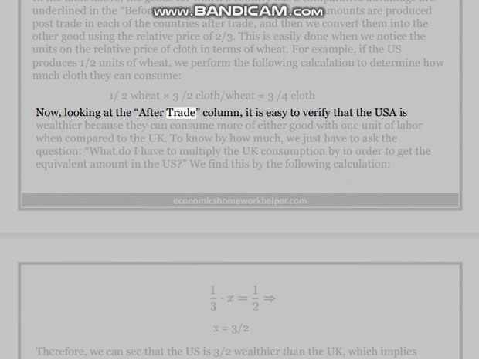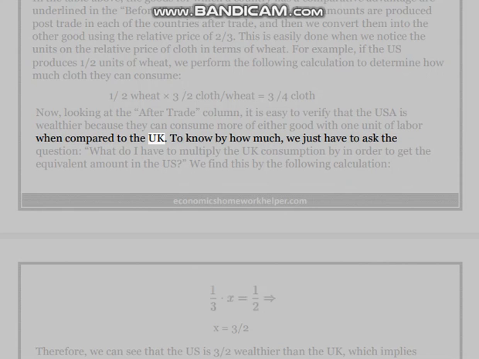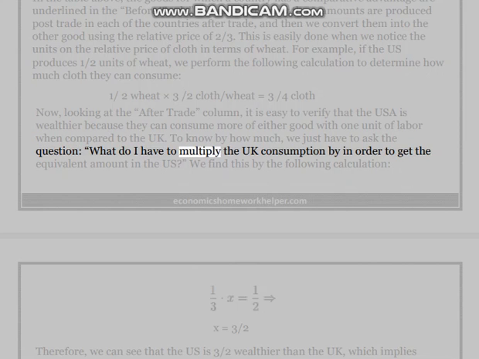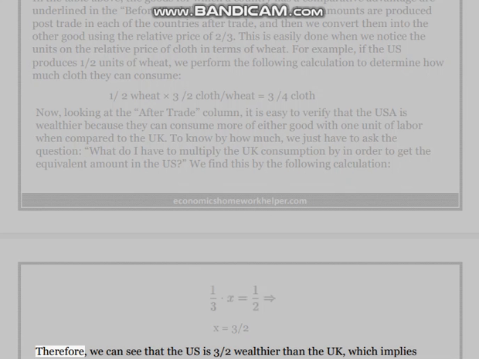Now, looking at the after trade column, it is easy to verify that the USA is wealthier because they can consume more of either good with 1 unit of labor when compared to the UK. To know by how much, we just have to ask the question, what do I have to multiply the UK consumption by in order to get the equivalent amount in the US? We find this by the following calculation. X equals 3/2. Therefore, we can see that the US is 3/2 wealthier than the UK, which implies W/W* equals 3/2.